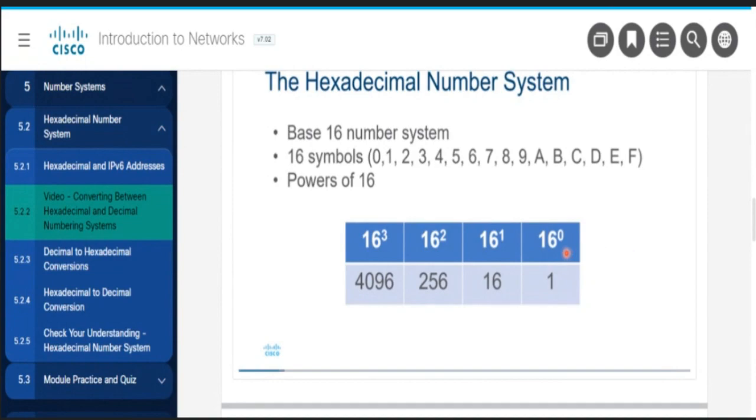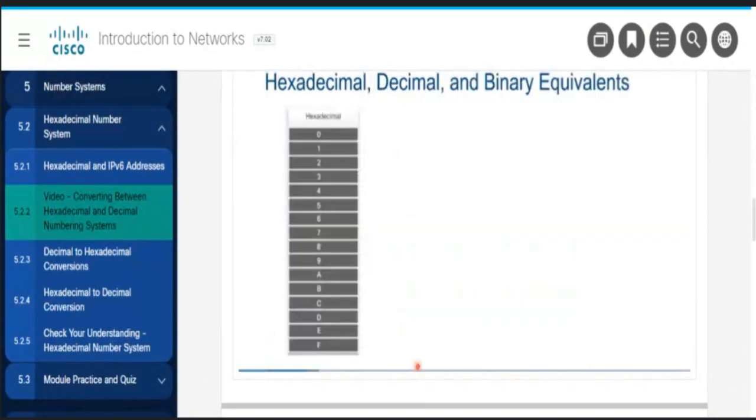This is 16 to the power of 0, or 1. Any number to the power of 0 is 1. This is 16 to the power of 1, or 16. This is 16 to the power of 2, or 16 times 16, which equals 256, and this is 16 to the power of 3, or 16 times 16 times 16, which equals 4,096. Let's look at the decimal and binary equivalents of each hex symbol.